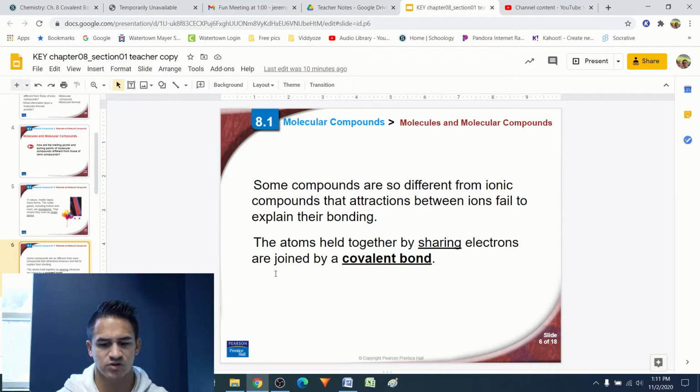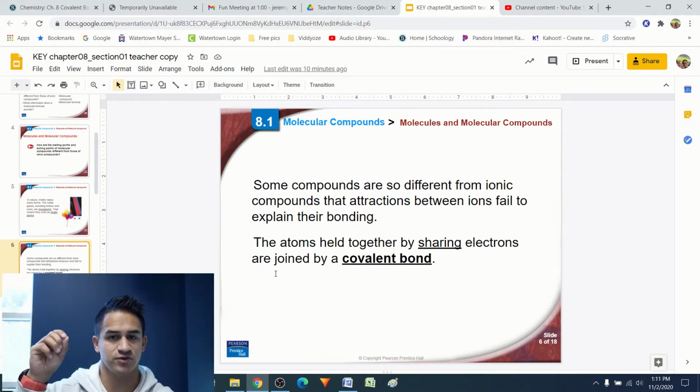Most compounds are a little bit different. Ionic compounds are usually two ions that are bonded together by transferring electrons from one ion to another ion. But with molecular compounds, or covalent compounds, another word you're going to hear me say, and those are interchangeable, they mean the same thing, electrons are shared between atoms. The noble gases don't really make molecular compounds.